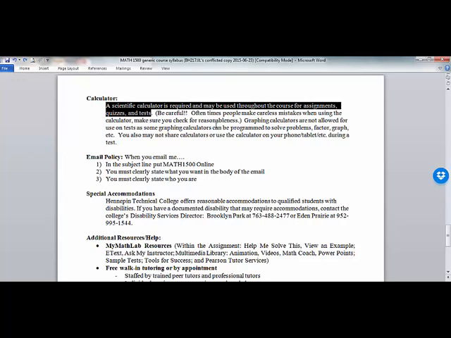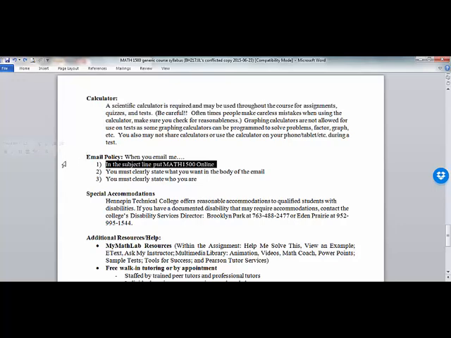Also, you may not share calculators or use a calculator on your phone or tablet during a test. I gave you my email address earlier on the syllabus. If you email me, in the subject line, make sure you put Math 1500 online. That way I know it's coming from one of my online students. Clearly state what it is that you want in the body of the email, what your questions are, and then also make sure you clearly state who you are.